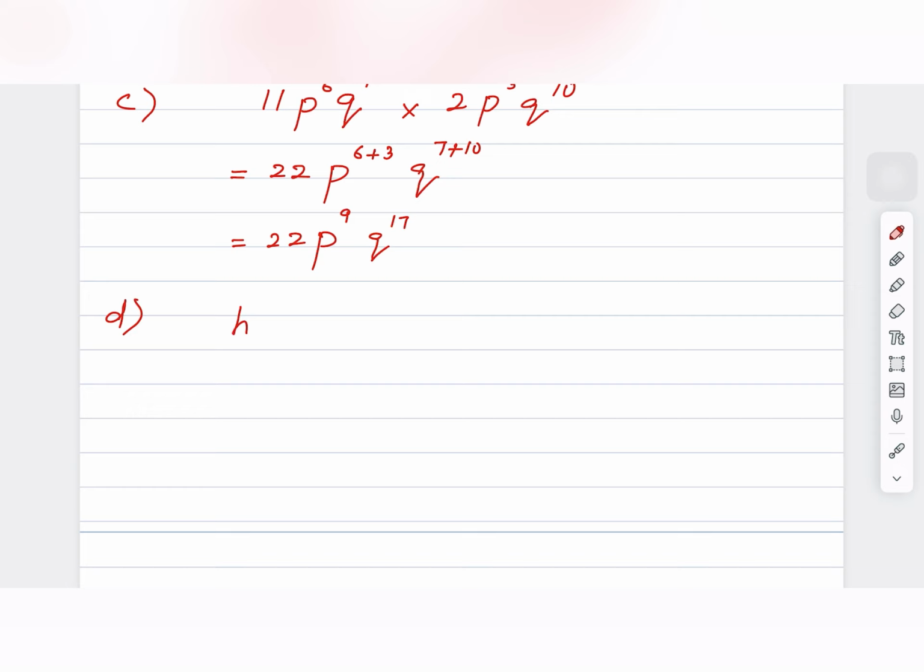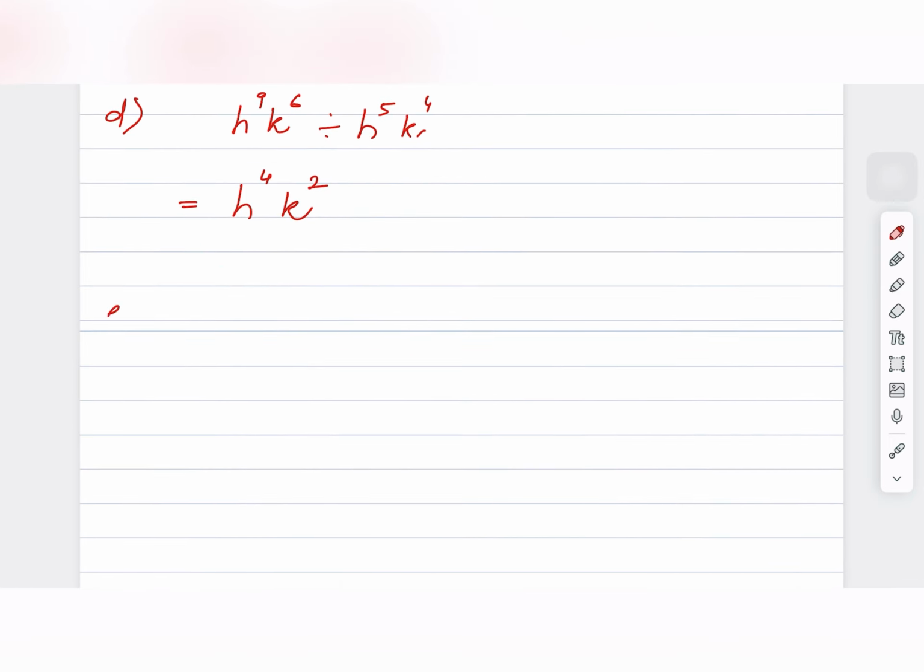Its D part is, if you have h power 9 k power 6, there is division sign in between, h power 5 k power 4. Again, you will collect the like terms and subtract the powers, because there is division and we are applying the rule, and that is n minus m. So it will be h, 9 minus 5 is 4, and k power 2.